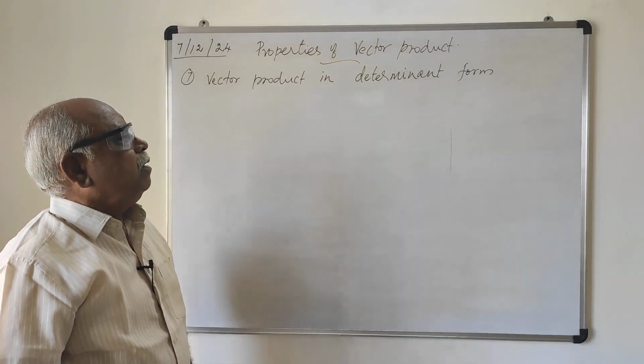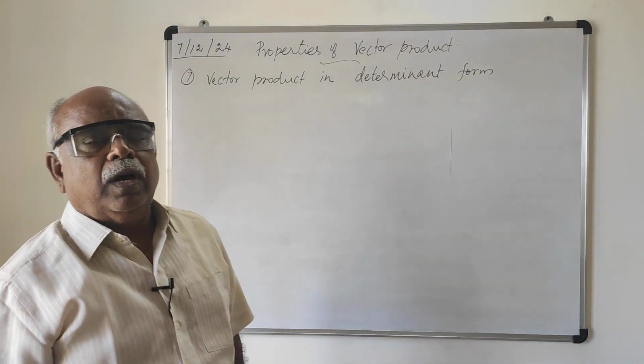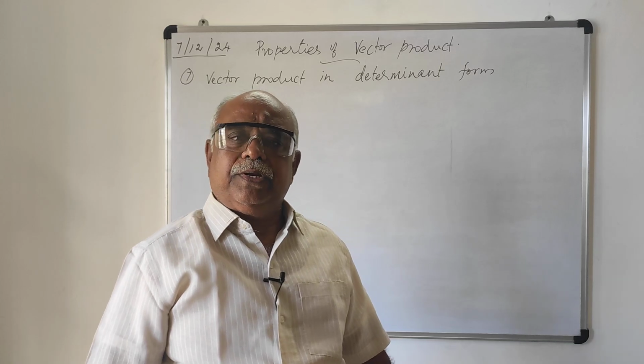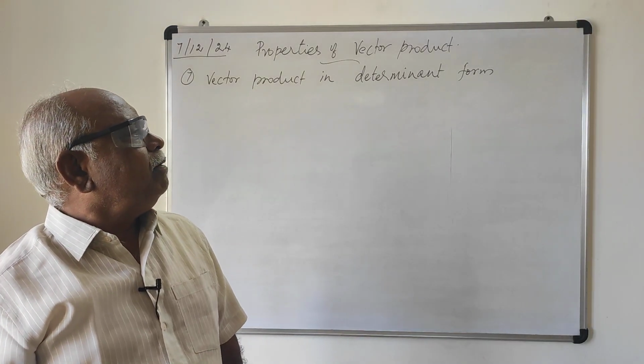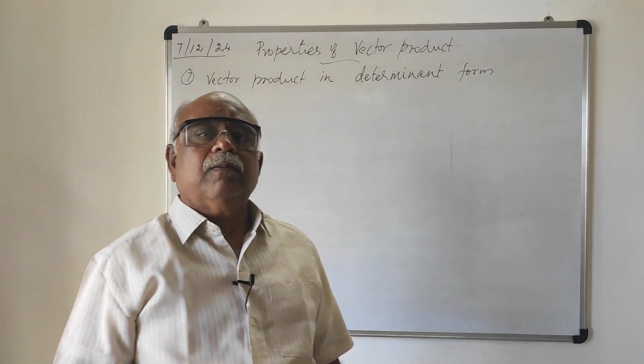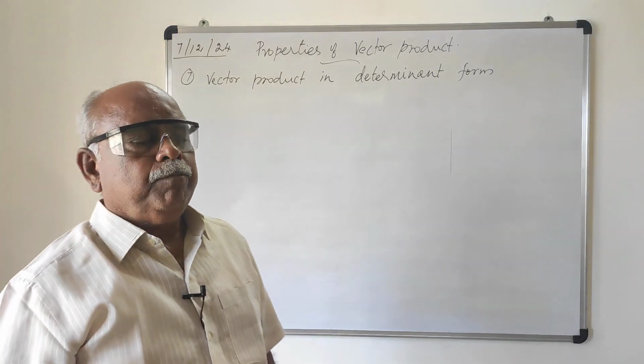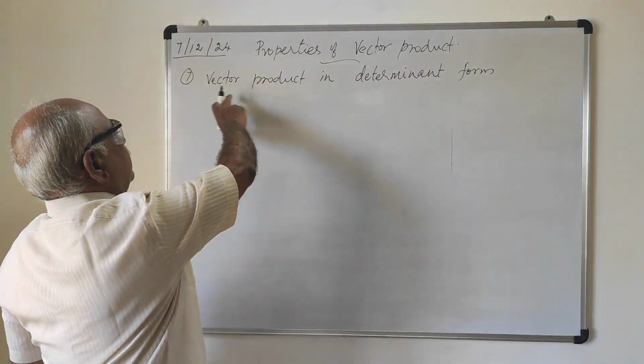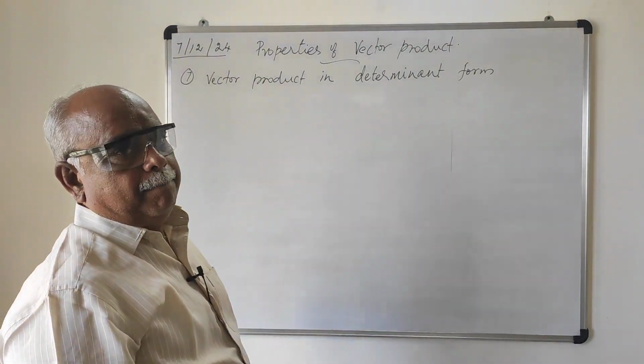My dear students, in this video I am going to continue the properties of vector product. In our previous video we have seen some 6 properties of vector product. The 7th property: vector product in determinant form.